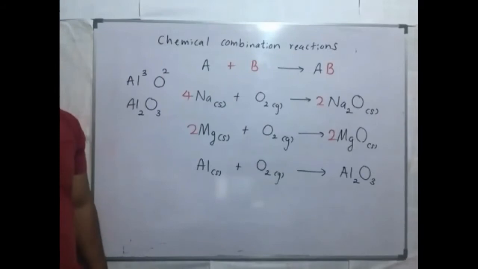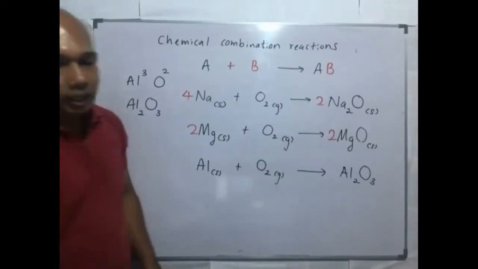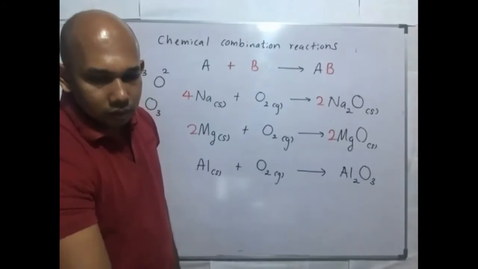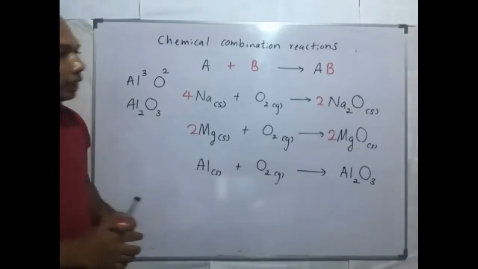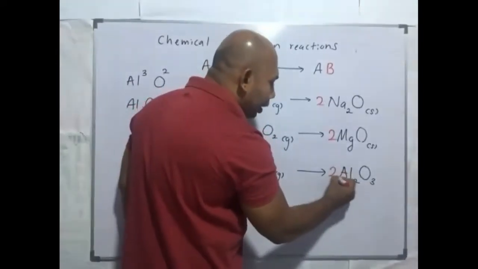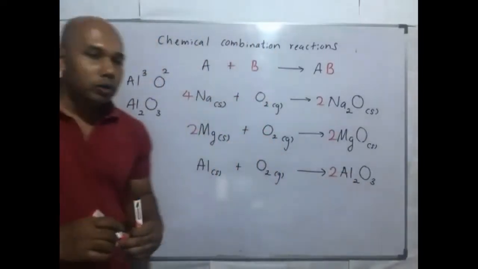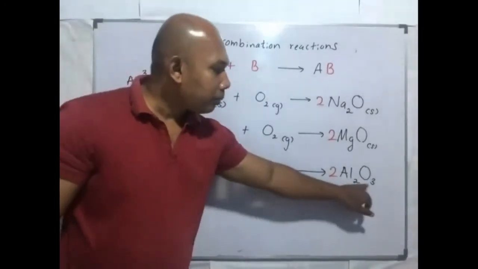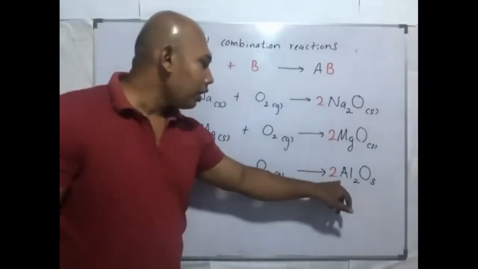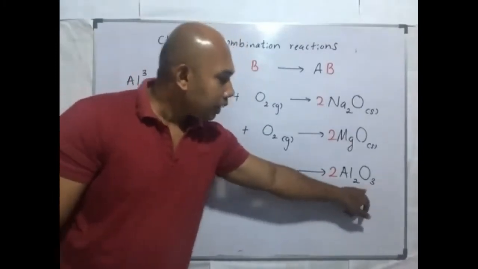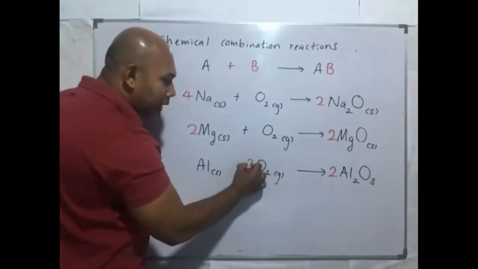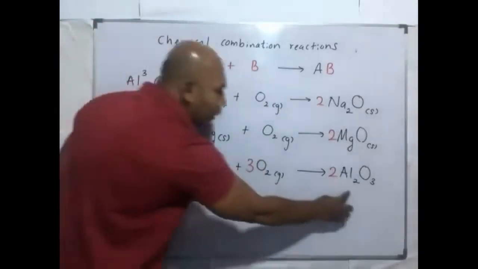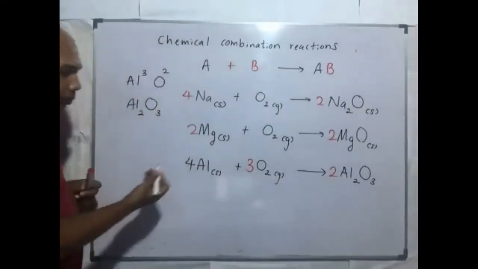Remove the odd number, right? Then you can easily balance it. Right, put in here 3, to remove the odd number multiply by 2. Now this 2 is common for aluminum and oxygen, right? Then how many oxygen atoms? 2 into 3, 6. In here 2, to convert 2 to 6 multiply by 3. 4 aluminum, in here 4 aluminum, balance.